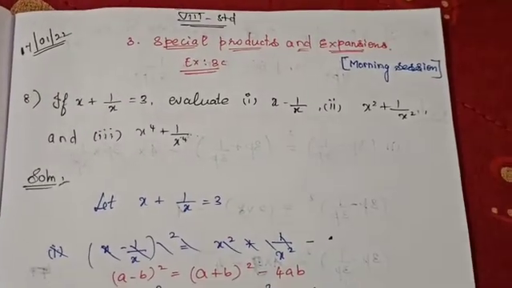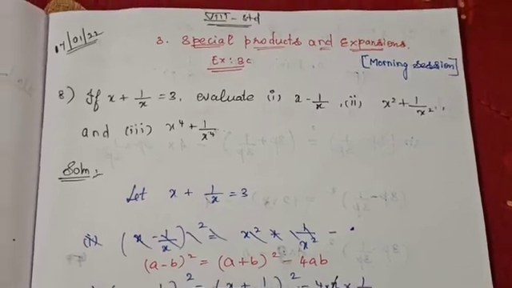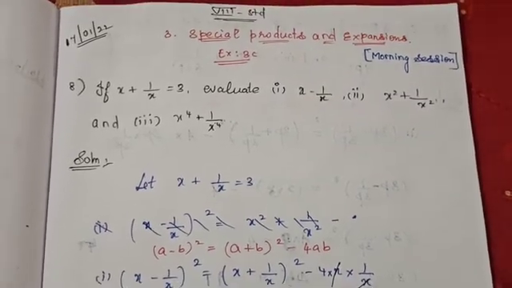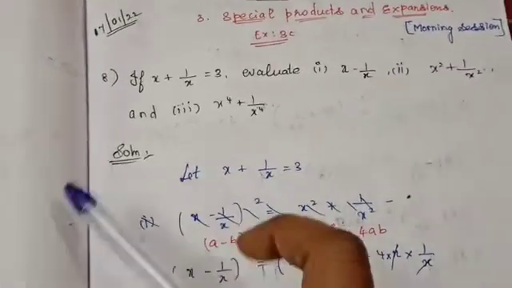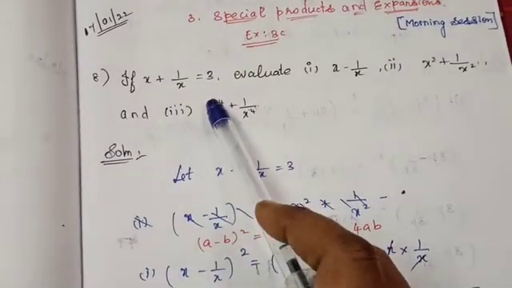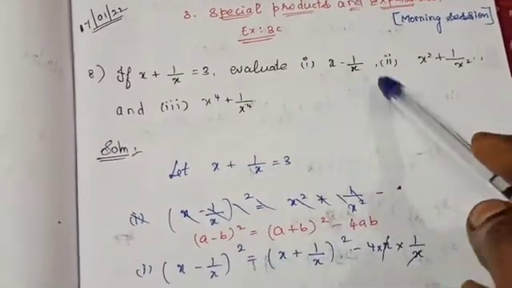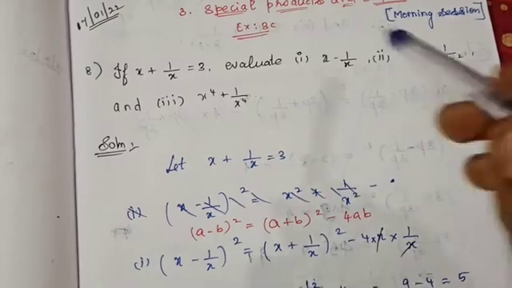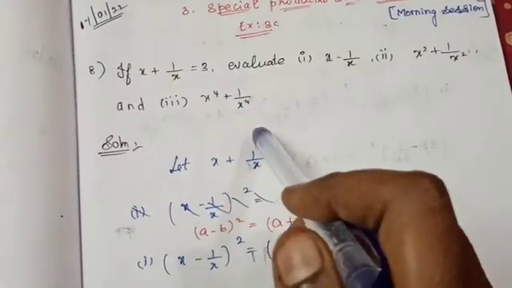Today our topic is special products and expansion. The same unit, you have the exercise 3C. I continue the exercise. 8th sum. If x plus 1 by x is equal to 3, evaluate x minus 1 by x, and x square plus 1 by x square, and x power 4 plus 1 by x power 4.